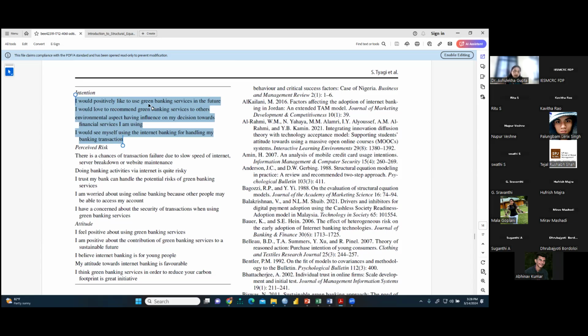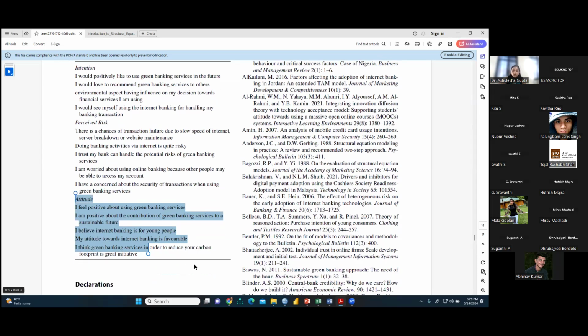Right. So I would positively like to use green banking subsidiary. I would like to add: then you have to go ahead for factor analysis, if you are satisfied with this question. Suppose for this construct, attitude, I don't want to take it from this paper. I want to take this attitude from some other paper. So I will create a table showing where I have taken this particular construct from. Right. So in that way, you can carry on.